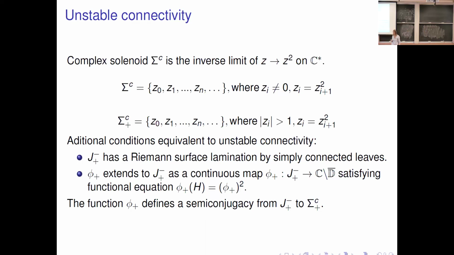preserved. So Bedford and Smillie show that there is always a semi-conjugacy from J minus plus to this half of the complex solenoid. And I want to visualize this complex solenoid in some cases for the Hénon maps using critical loci.